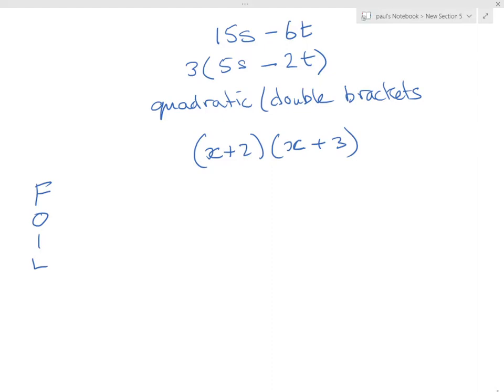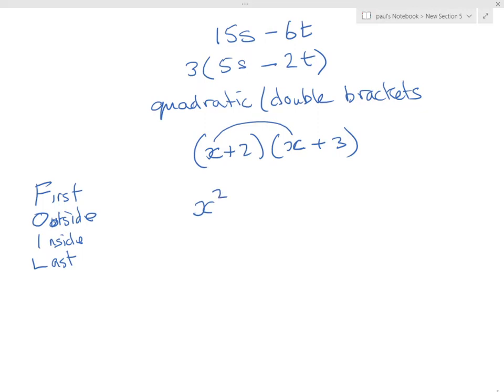The letters of FOIL stand for the location of the bits in the brackets. So this means the first, this means the outside, this means the inside, and this means the last. So we multiply everything in turn. So the first is the x and the x because they're the first things in the brackets. So that becomes x squared.